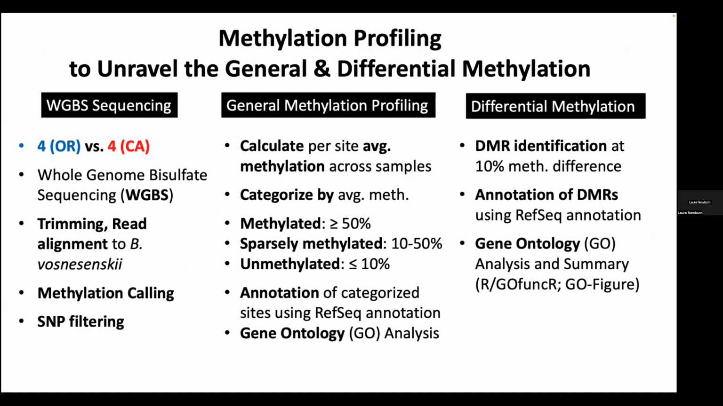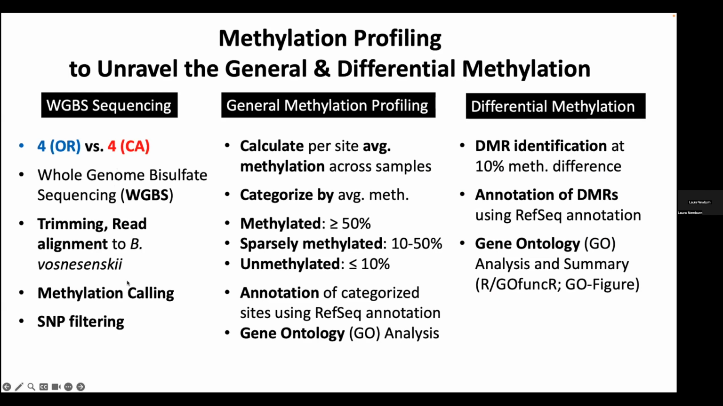And now I would go to the methylation profiling part. This is the first study of its kind that looks at ecological epigenetics in bees. We first wanted to characterize the general methylation profile across the whole genome. And then we did the differential methylation part, which looked at the methylation differences between two different thermal populations. For that, we have done whole genome bisulfite sequencing.